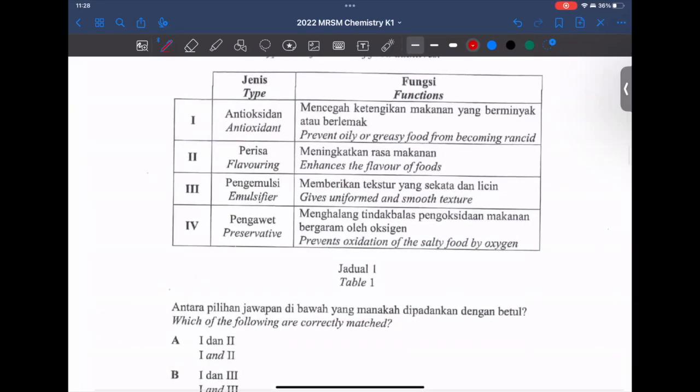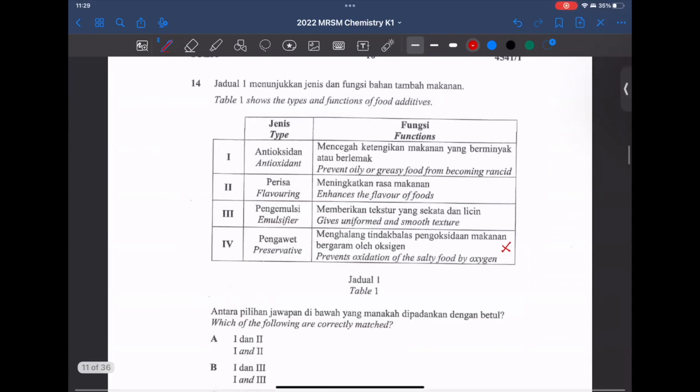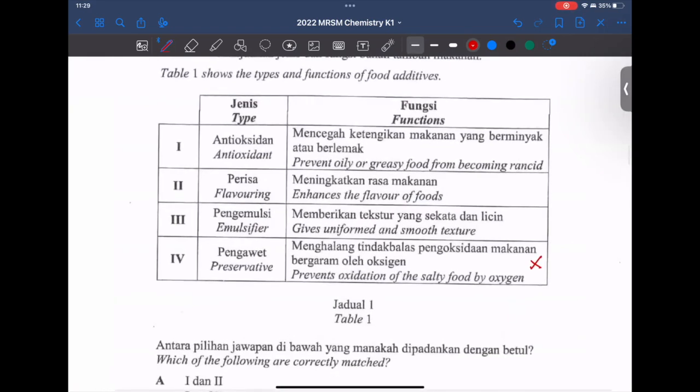So definitely, I would say preservative is not correct because preservative's function is actually to prevent the growth of microorganisms, so they can increase the shelf life of the food. So most likely let's not answer yet. Then after that you can see here the rest of it. I think 1, 2, 3 are correct, but one is actually wrong. In this case, I would say that the third one is actually wrong.